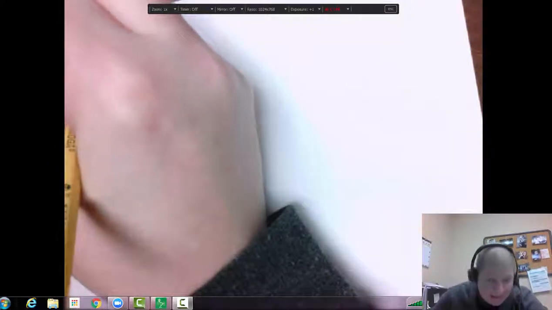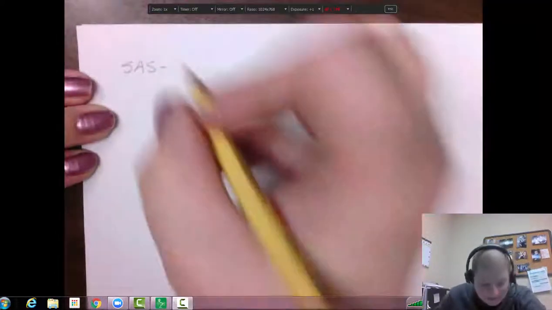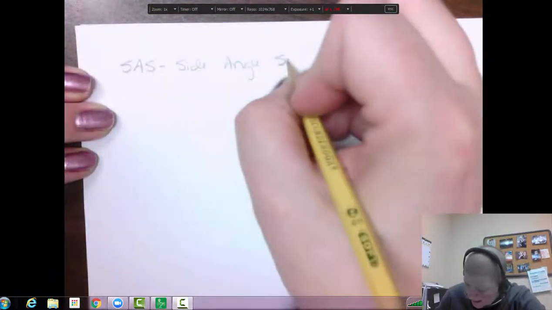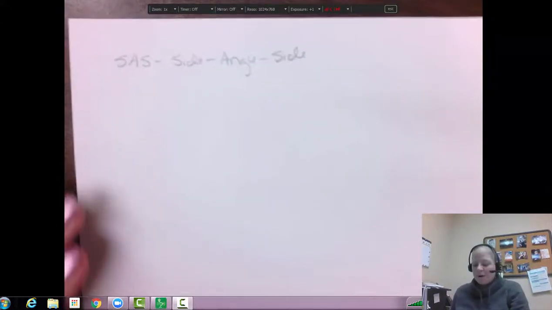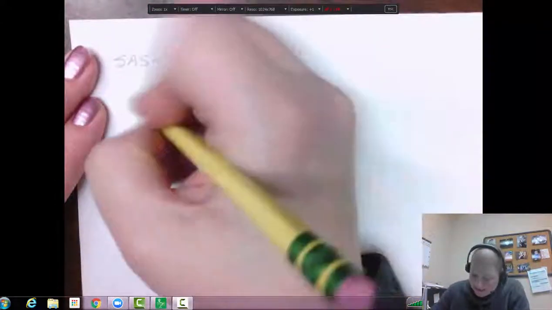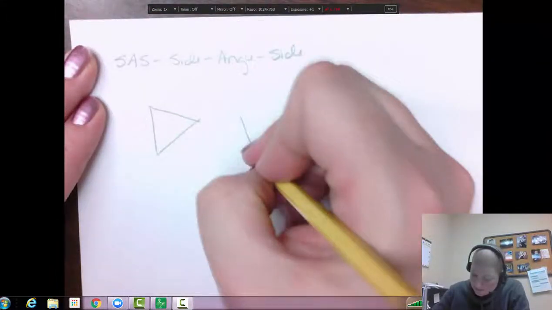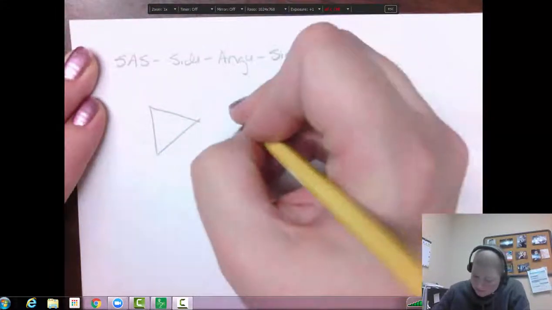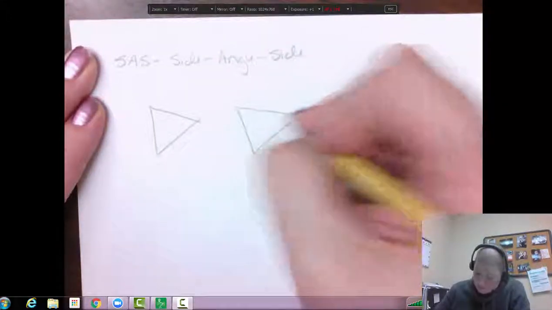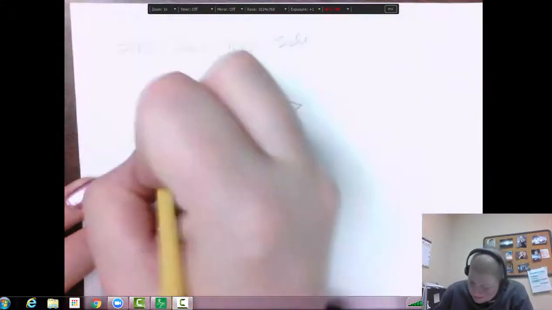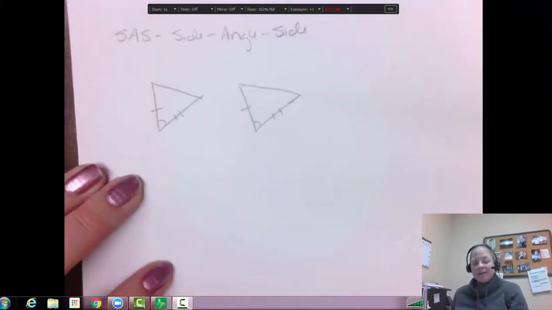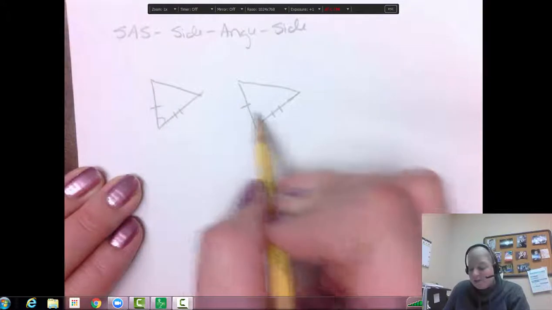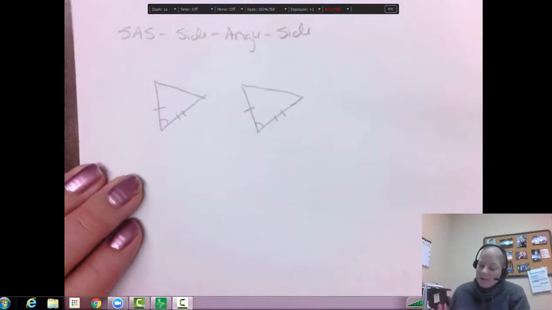And what you need to realize about side angle side, SAS, side angle side, is the angle has to be in between those two sides. So what does that look like on a triangle? I'm going to be lazy and just draw some without a ruler, so they're not going to look very good. Oops. I'm usually a perfectionist. That's okay. So side angle side, side angle side. That's what it's going to look like. That angle has to be between the two sides. Has to be.